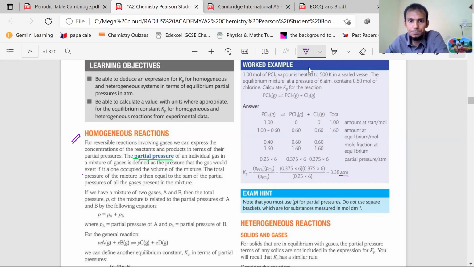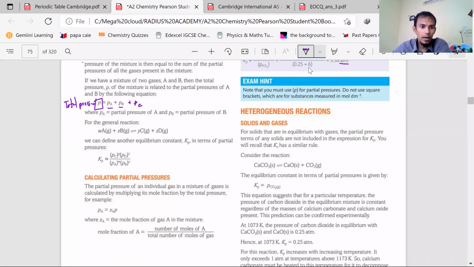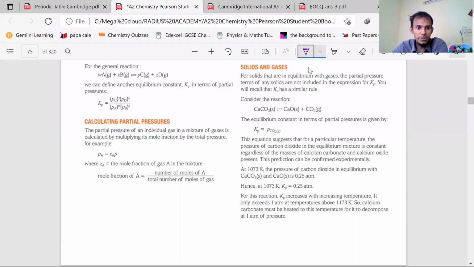So how will we find it? Let us see. What is partial pressure? Total pressure P is equal to partial pressure of A plus partial pressure of B plus partial pressure of C. That's how it goes, and P is the total pressure. And how will we write the Kp expression? This is the way: partial pressure of C times partial pressure of D divided by partial pressure of A and partial pressure of B, each raised to their stoichiometric coefficients. That's how it goes.